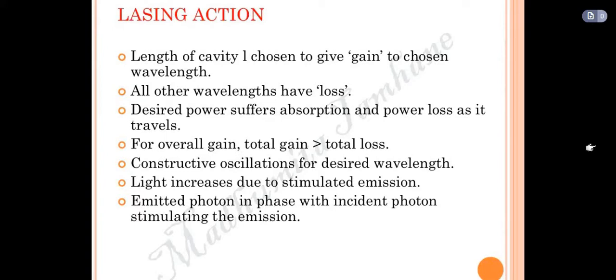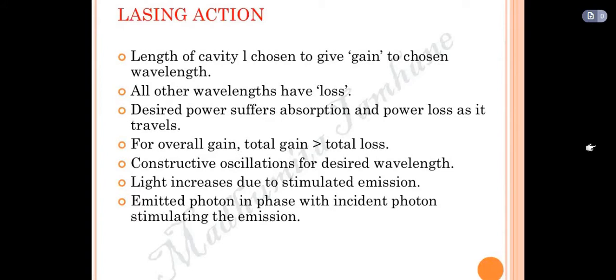What is the first input we are seeing? The cavity. If you want to choose the wavelength, one end is going to be the gaining end and the other end the losing end. If one end is the gaining end and the other the losing end, and both are considered, then lasing action is going to take place. How do we get the overall gain? The total gain should be greater than the total loss, so there should be more gain elements when compared to the total loss.